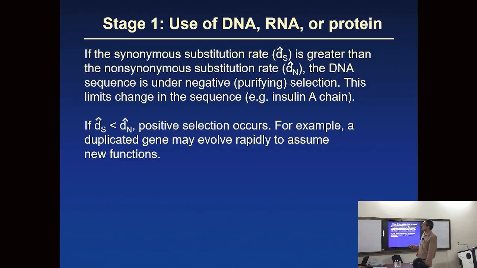So if the synonymous substitution rate is greater than the non-synonymous substitution rate, then there would be negative selection or positive selection? Negative selection, right? Because the pressure is not to change the protein. If a non-synonymous substitution rate is greater than synonymous substitution rate, negative selection or positive selection? Positive selection, because protein is changing, right? Non-synonymous rate is higher than synonymous rate.